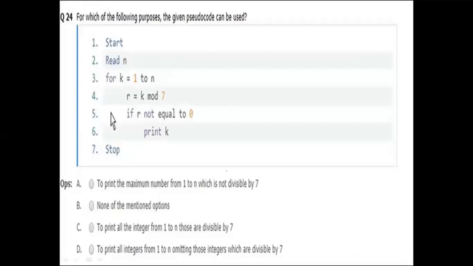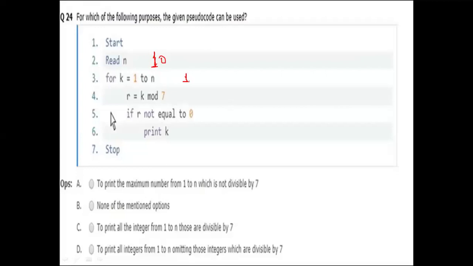Then this line is there. The output should print the maximum number from 1 to n which is not divisible by 7, that is, print all the integers from 1 to n, omitting those. Let's take n to be 10. Any simple input you can take, and trace it properly. I'll run the loop 1 to 10.